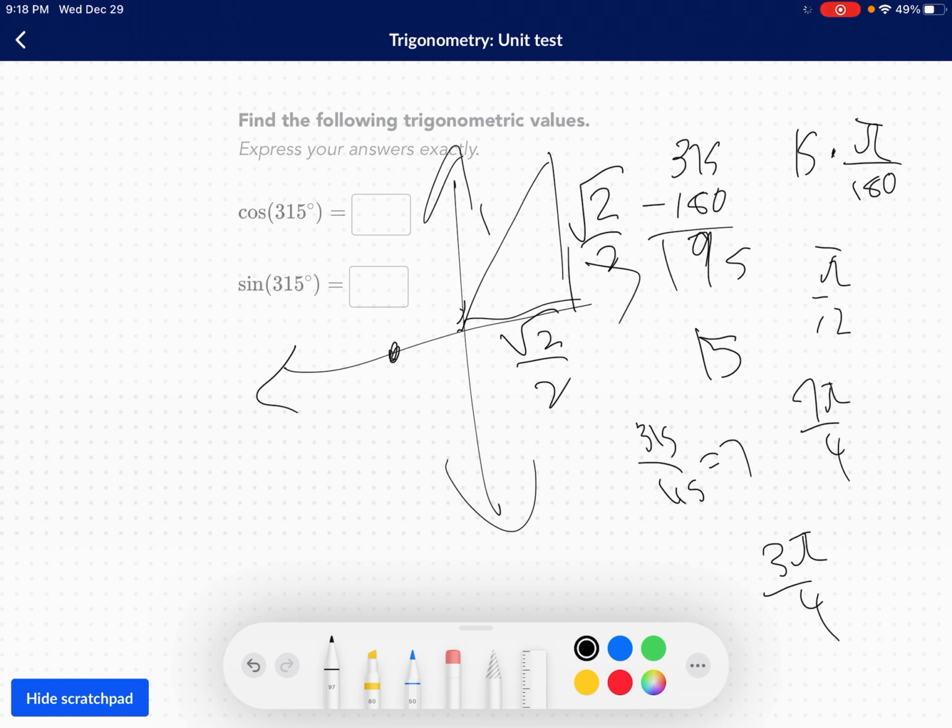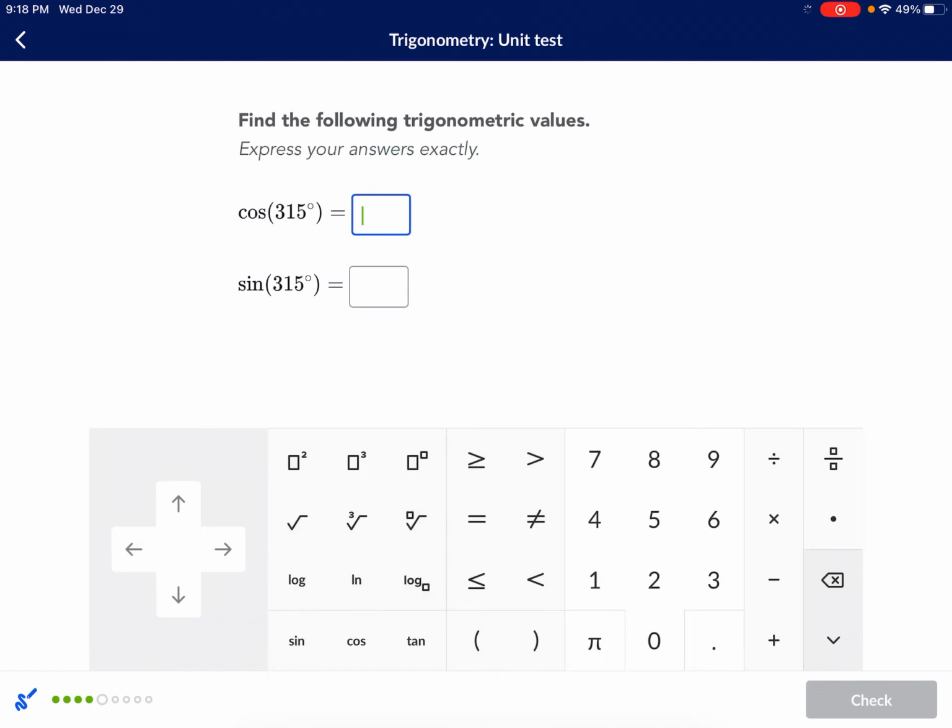3 pi over 4. I'll get rid of a pi by going here. That's the same thing as, so this right here is pi, going here, there is pi. There's pi over 4 left. And it should be like this. So cosine is still root 2 over 2. Sine is negative root 2 over 2.